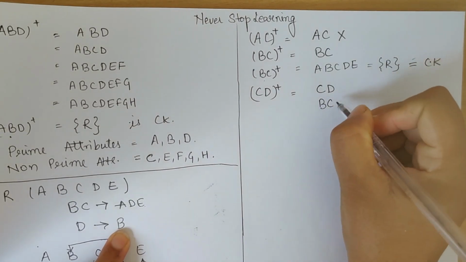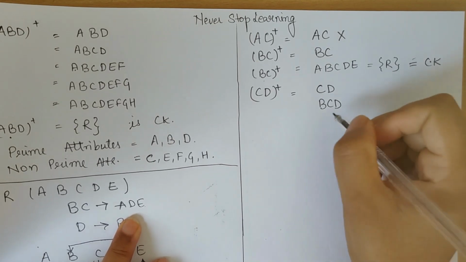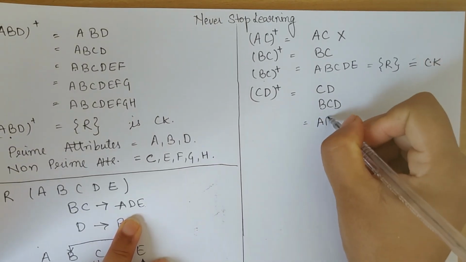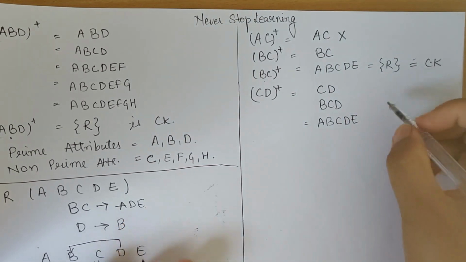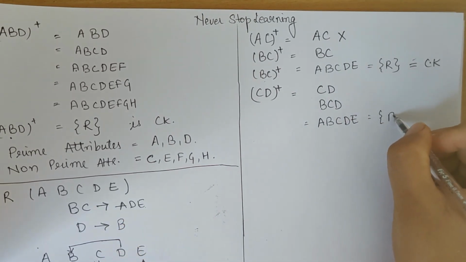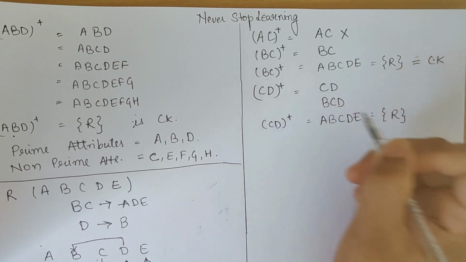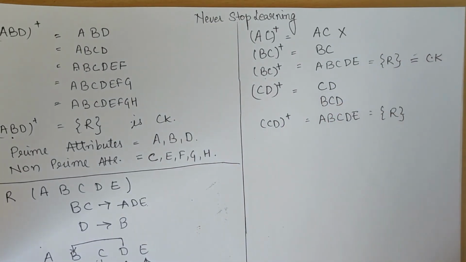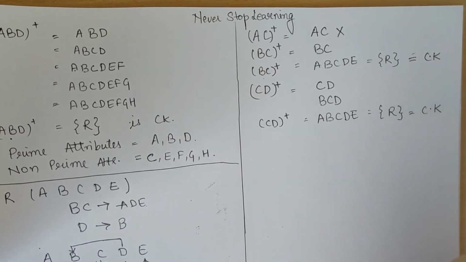So BC, D. And now BC has the power to determine ADE. So AB, C, D and E. That means what? This is again the entire relation R. So if I say that the closure of CD is also giving me the entire relation R, that means what? CD is also a candidate key.